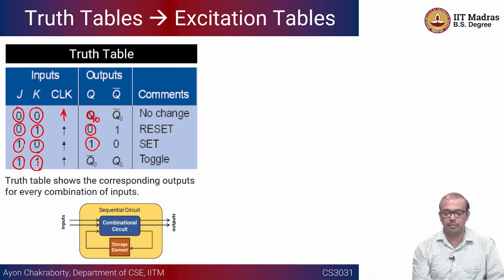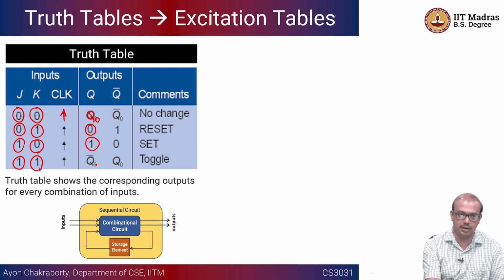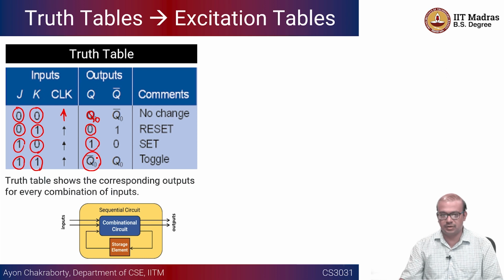So it is just in a tabular format. J equal to 1, K equal to 1, Q next is going to be Q0 bar. So currently my output is Q0. If I put J equal to 1, K equal to 1, the next state is going to be the complement of Q0. That is why it is known as Q0 bar. So this is all about the truth table.